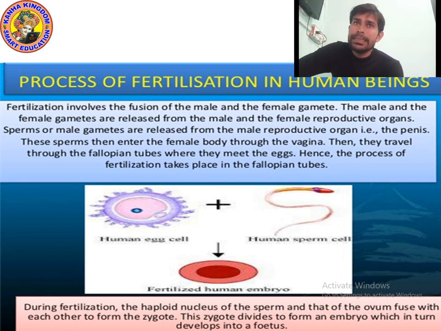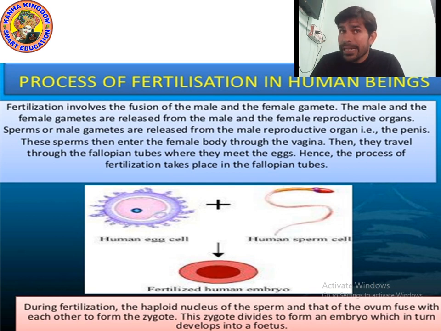So kids, as you can see, I have written the process of fertilization in detail. Fertilization involves the fusion of male and female cells, gametes. What is fertilization? The fusion of male cell and female cell is called fertilization. Or you can say the fusion of male gamete and female gamete is called fertilization.